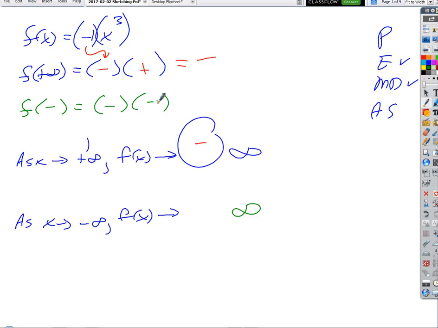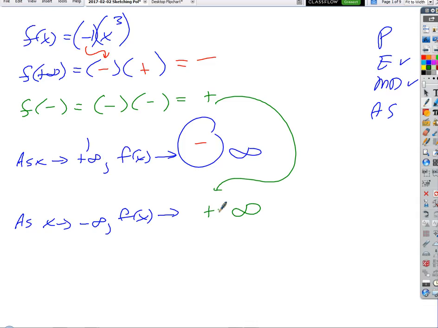So we have two factors. One of them is negative and the other one's also negative. So what's the overall sign going to be? Positive. Okay, so it's positive infinity, right?